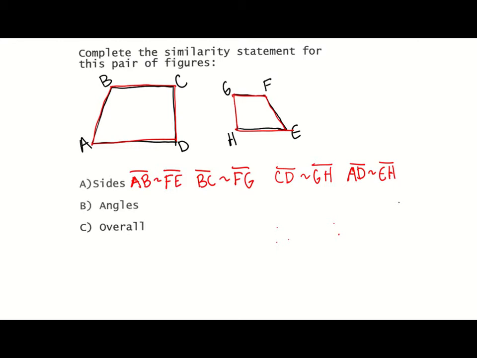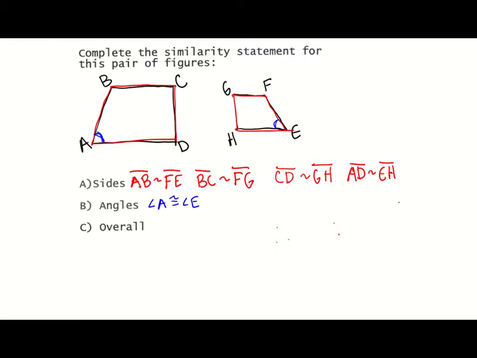For our angles, if we look at the angle with the slanted side, that matches angle E. When we have similar figures, our angles are going to still be congruent. So angle A is going to be congruent to angle E. That's because inside of our figure, no matter how big it is, we're always going to have the same number of degrees inside of that figure. So that's why our angles are the same, but our sides are similar.